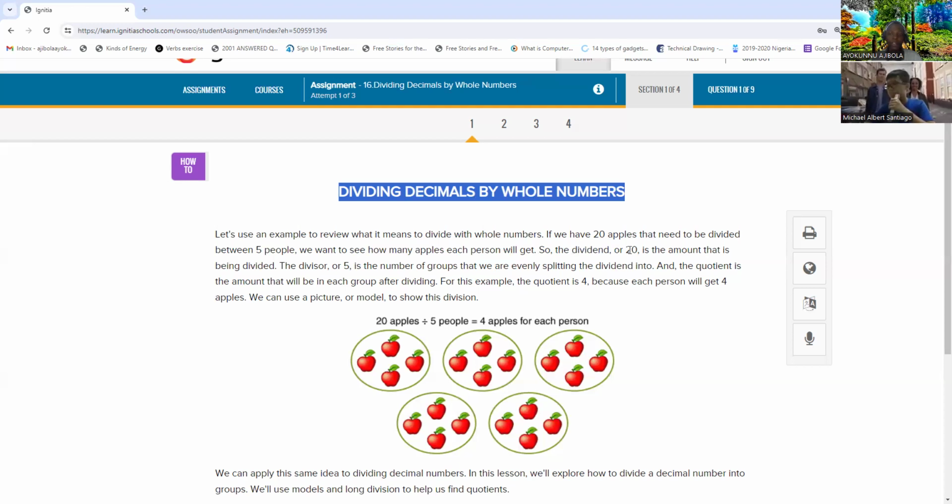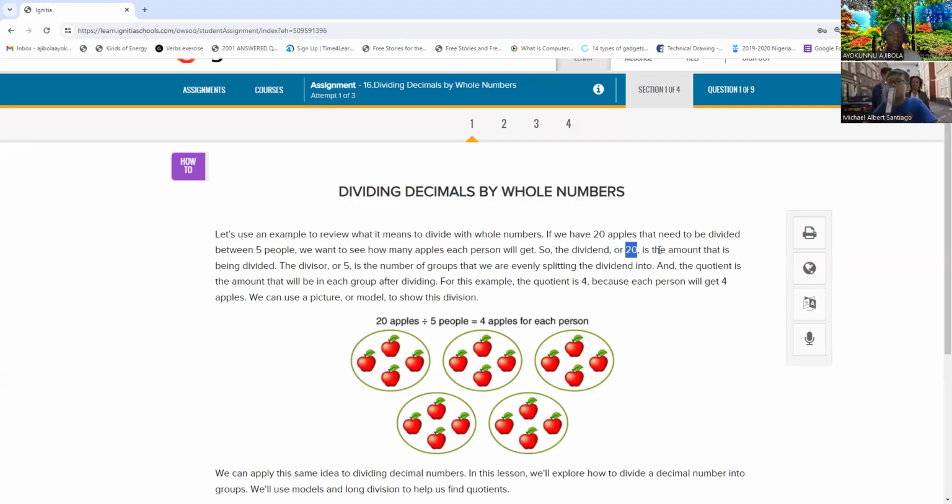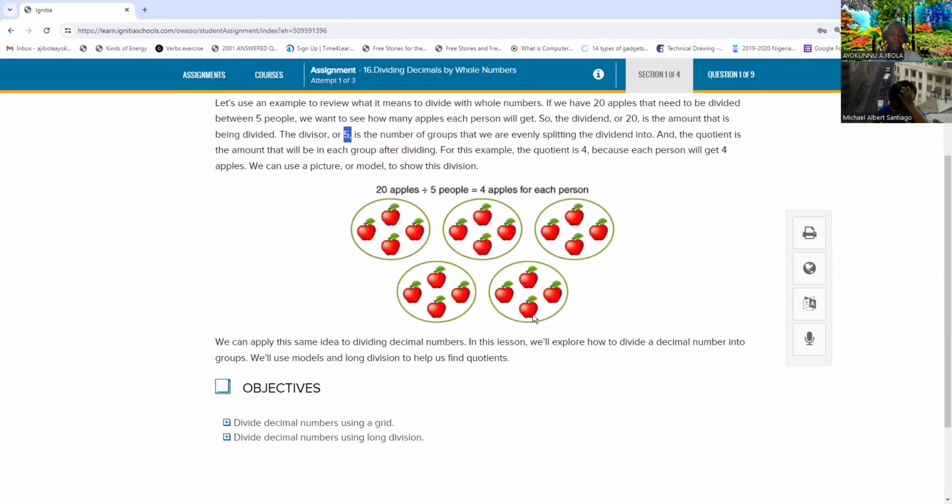So the dividend is 20. This is the amount that is being divided. The divisor is 5. That is the number of groups. Okay? And the quotient is the amount that is in each group. That is the amount each person will get. So 20 apples divided by 5 people will give us 4 apples per person.